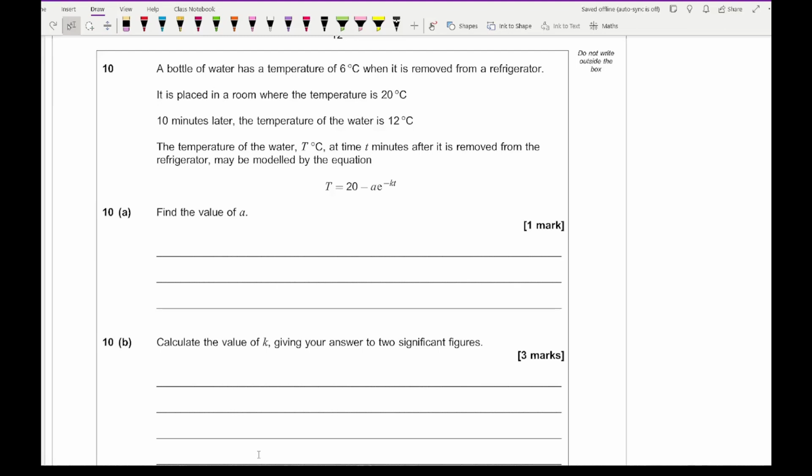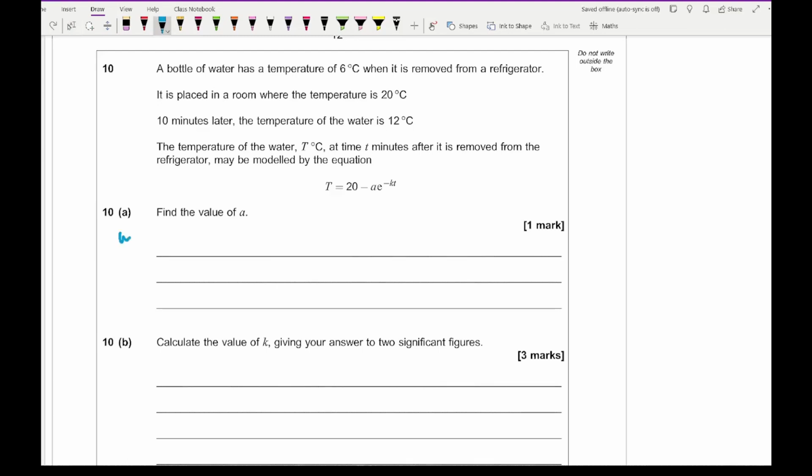The temperature of the water at T degrees, at time t minutes after it is removed from the refrigerator, can be modelled by the equation T equals 20 minus a e to the power of minus kt. And for question 10a, it says find the value of a.